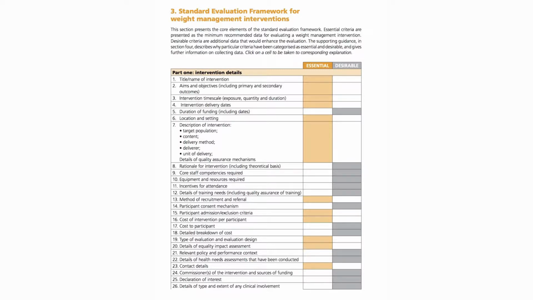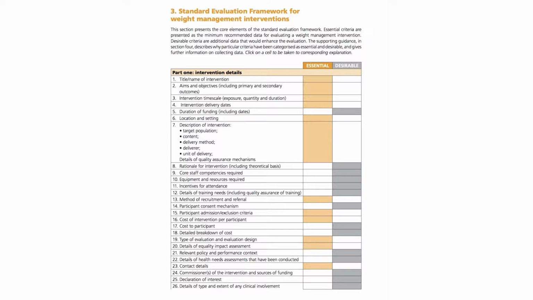In the middle, we have 2 pages with a set of essential and desirable evaluation criteria. These are the things one needs to measure. As you can see from this slide, there's a column of essential criteria marked out in orange and desirable criteria marked out in grey. So, for example, the description of the intervention, the target population, content, delivery method and so on are essential criteria. Without those, you can't say very much about what's going on. Whereas perhaps things like the core staff competencies and the incentives that were provided for attendance, if any, are good to know about, but they're not absolutely essential.